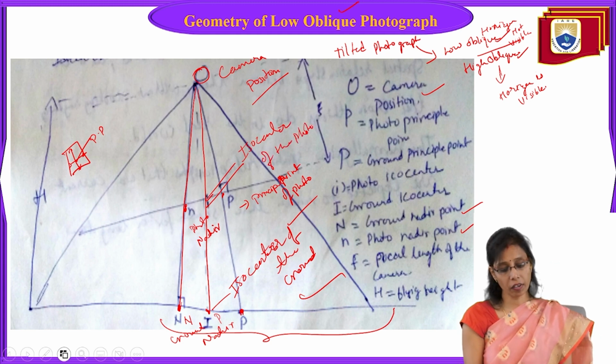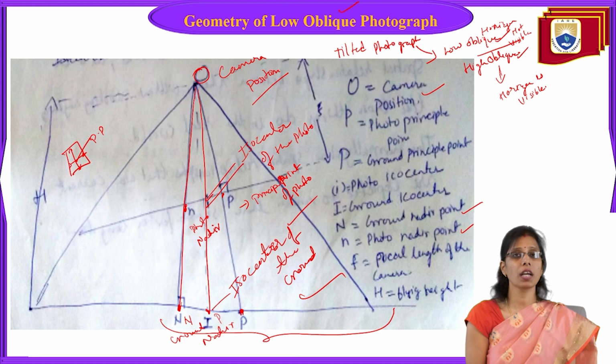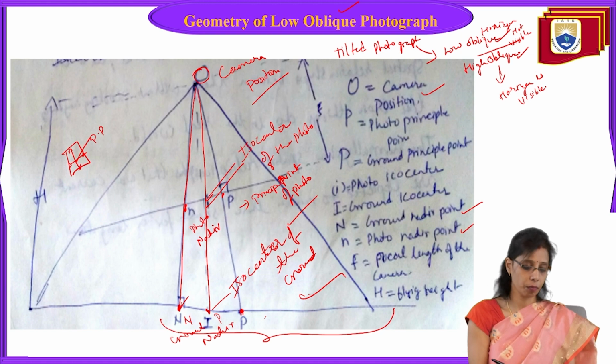So the geometry of the low oblique photograph looks like this. In a vertical photograph, the nadir point and the principal point will be the same. Whereas in the low oblique and high oblique photographs, the nadir point and the principal point will differ. These two will always be different.